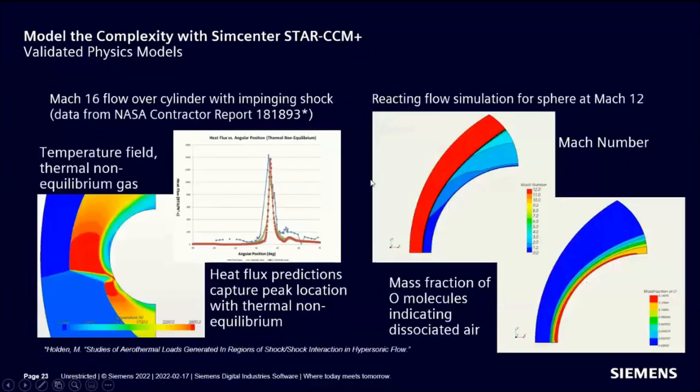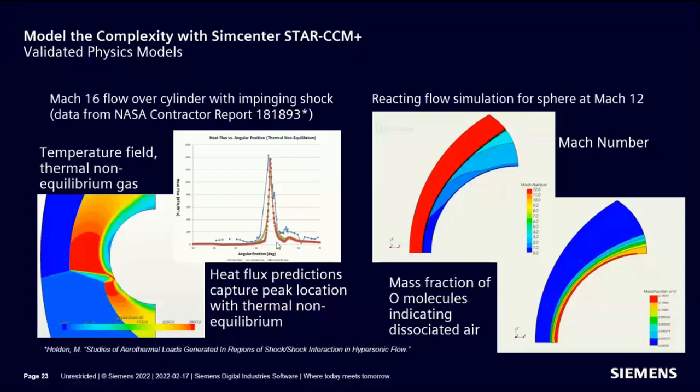As we get up into the higher Mach numbers, we often have these dissociation and temperature non-equilibrium effects. Here I have two examples. On the left, a Mach 16 cylinder with a thermal non-equilibrium gas, where we have an impinging shock on the cylinder. You're looking at the heat flux predictions. The blue is the test data, and the red and green are two different simulations in SimCenter Star CCM Plus with slightly different physics models, but you can see both accurately predict the heat flux in both magnitude and location pretty well.